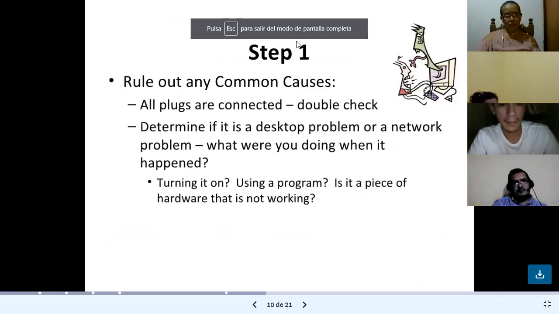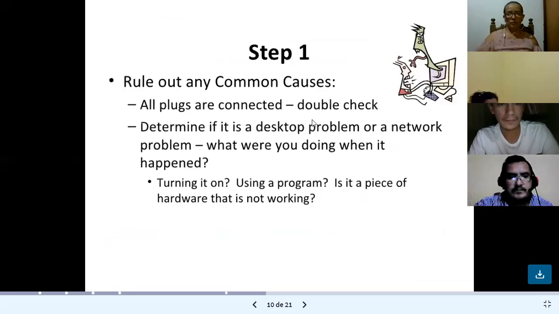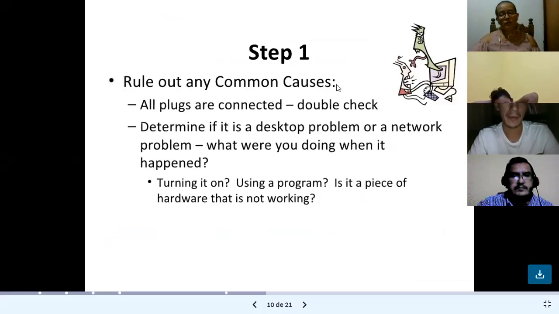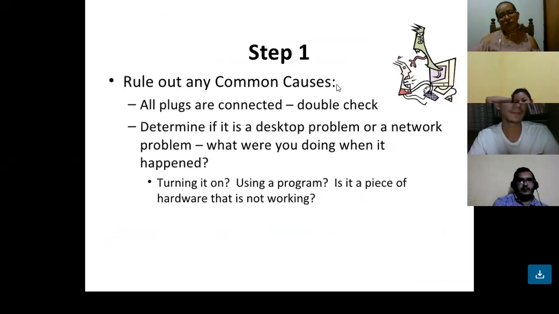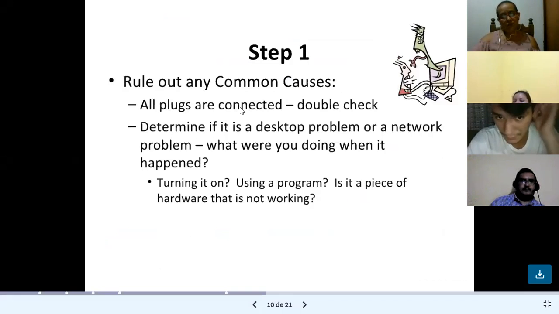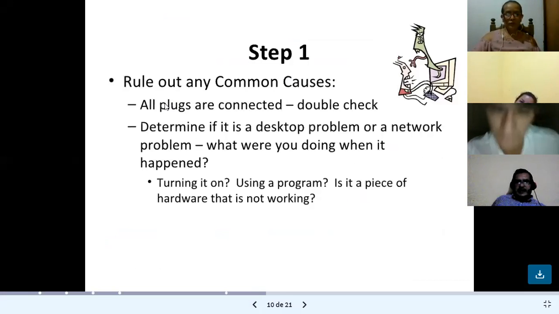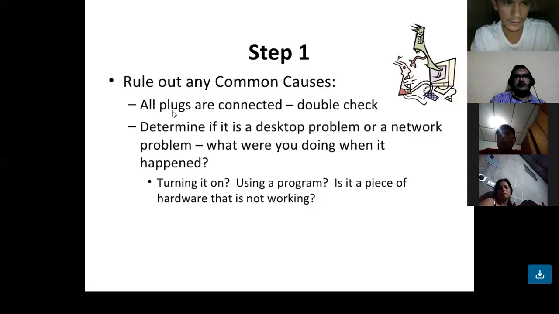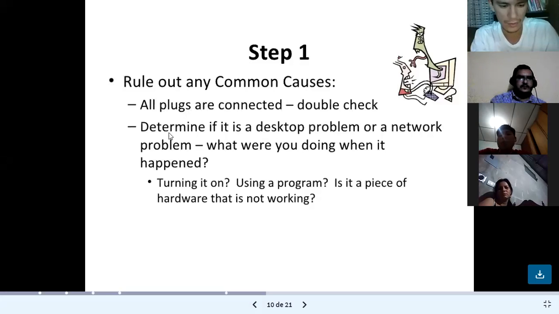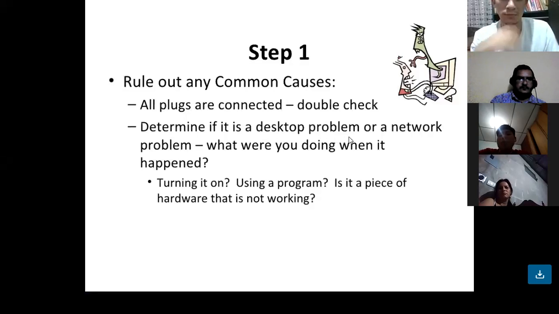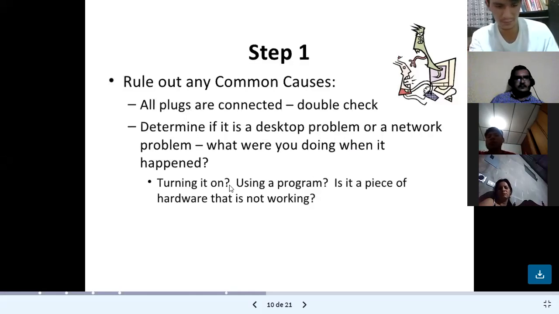All right, it says step one. Can you see my presentation? Okay, so these are rules. Rule out any common causes. Estamos hablando de troubleshooting. When we say troubleshooting, it is some kind of problem, in this case with computers. You have to make sure that all plugs are connected. Do you understand plugs? Conexiones. Conectores. Que todo esté conectado. Double check. Determine if it is a desktop problem or a network problem. What were you doing when it happened? Turning it on, using a program, is it a piece of hardware that is not working?